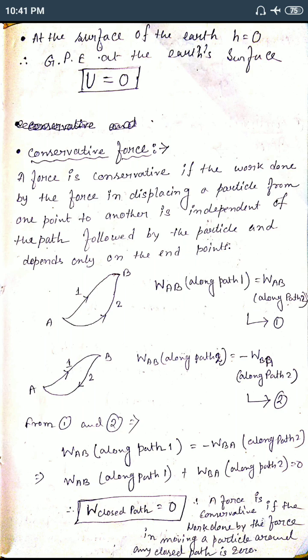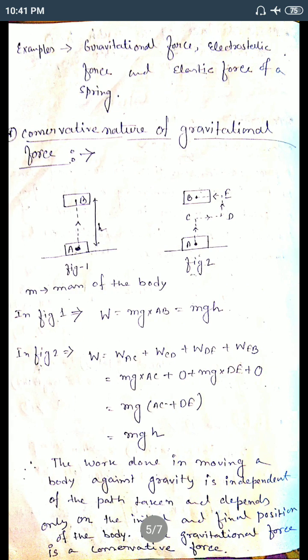So we can write: a force is conservative if the work done by the force in moving a particle around any closed path is zero. The path must be a closed path and the work done along this closed path must be zero. Then we can say that the force will be a conservative force. For example, gravitational force is a conservative force, electrostatic force is a conservative force, and elastic force is also a conservative force.